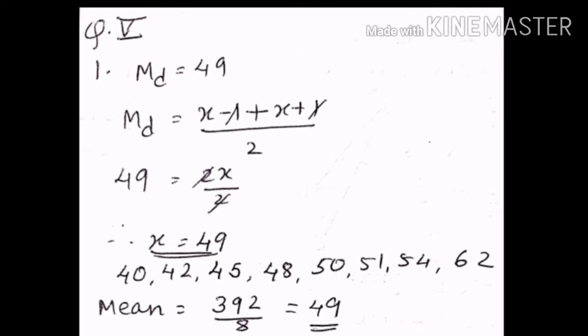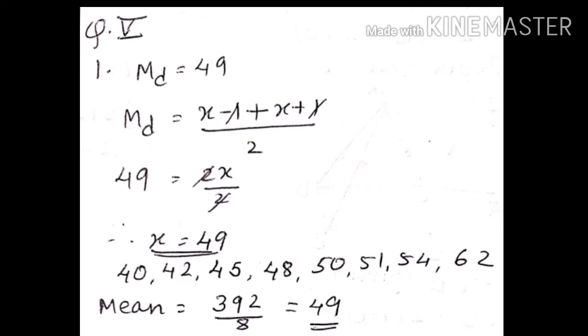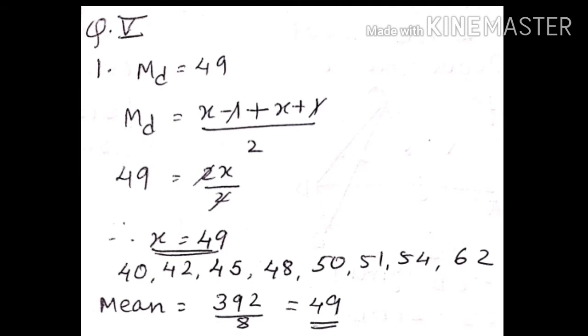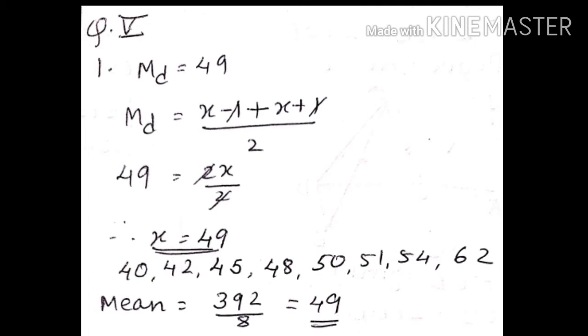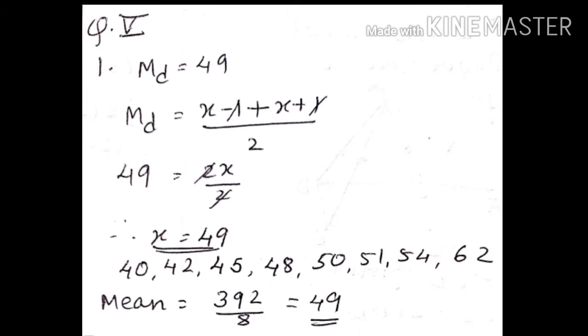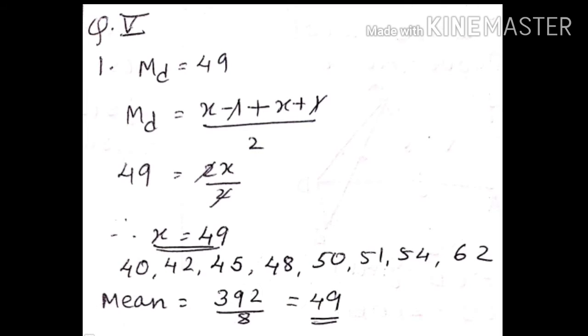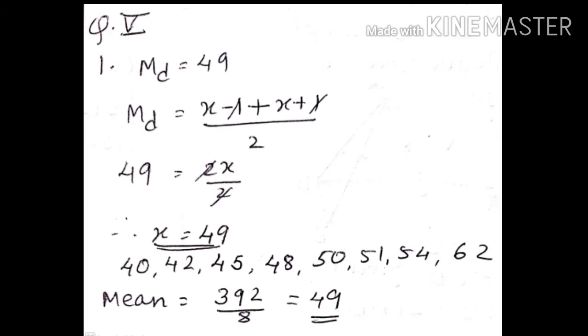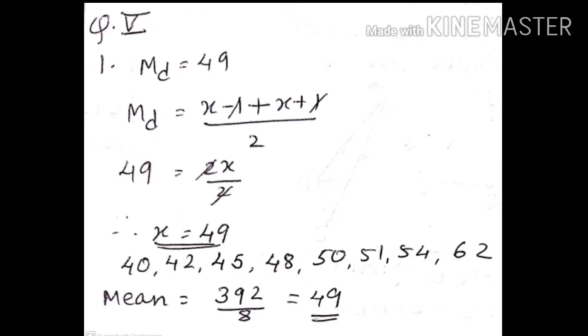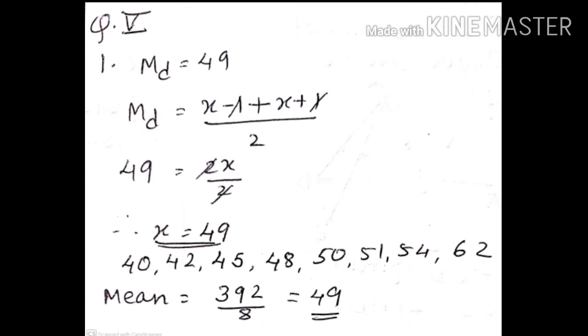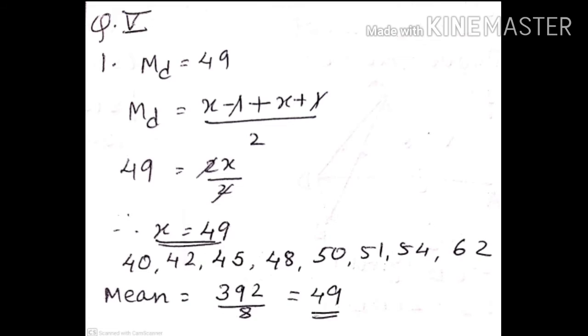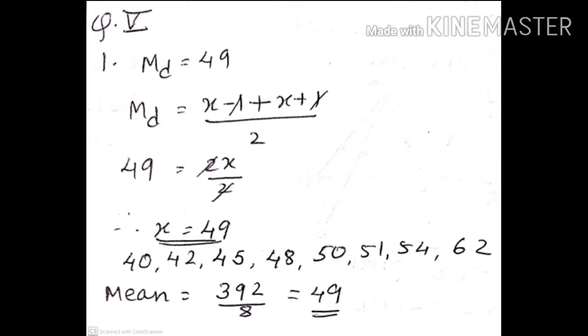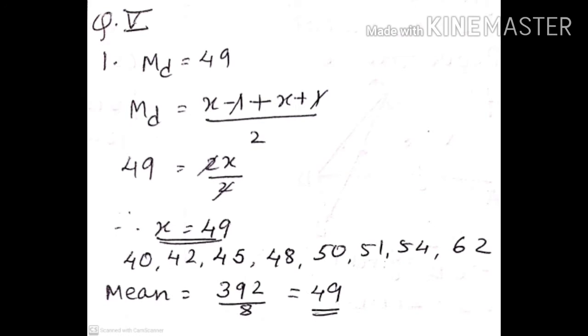Now I replace my x minus 1 and x plus 1 as 48 and 50 and find the mean, that is 392 by 8 is equal to 49. Now this way, students, you can find your median and mean. x value also we have found. After finding the x value you have to substitute in the original. So x minus 1, that is 49 minus 1, 48, and 49 plus 1, 50, like that we get 2 observations and then we have to find the mean.